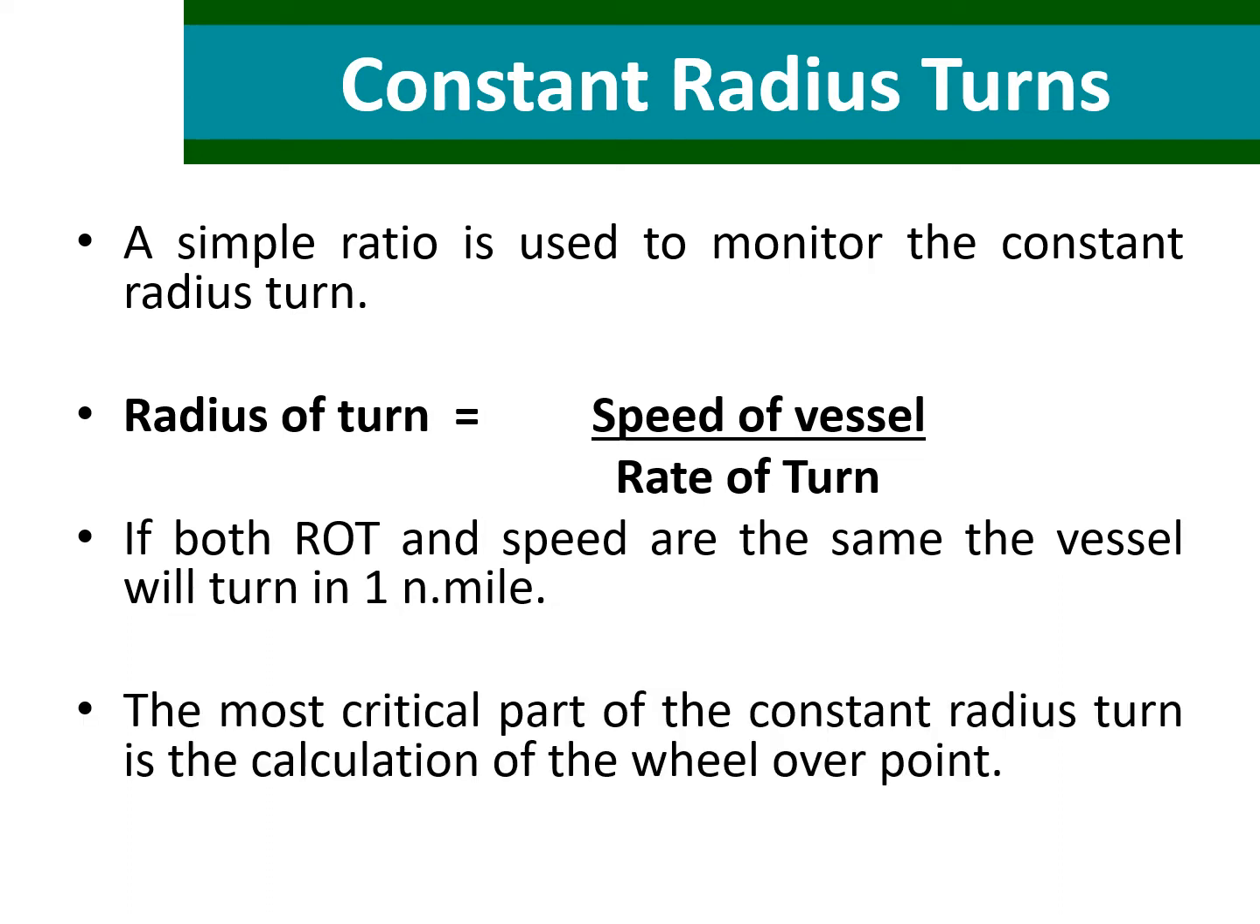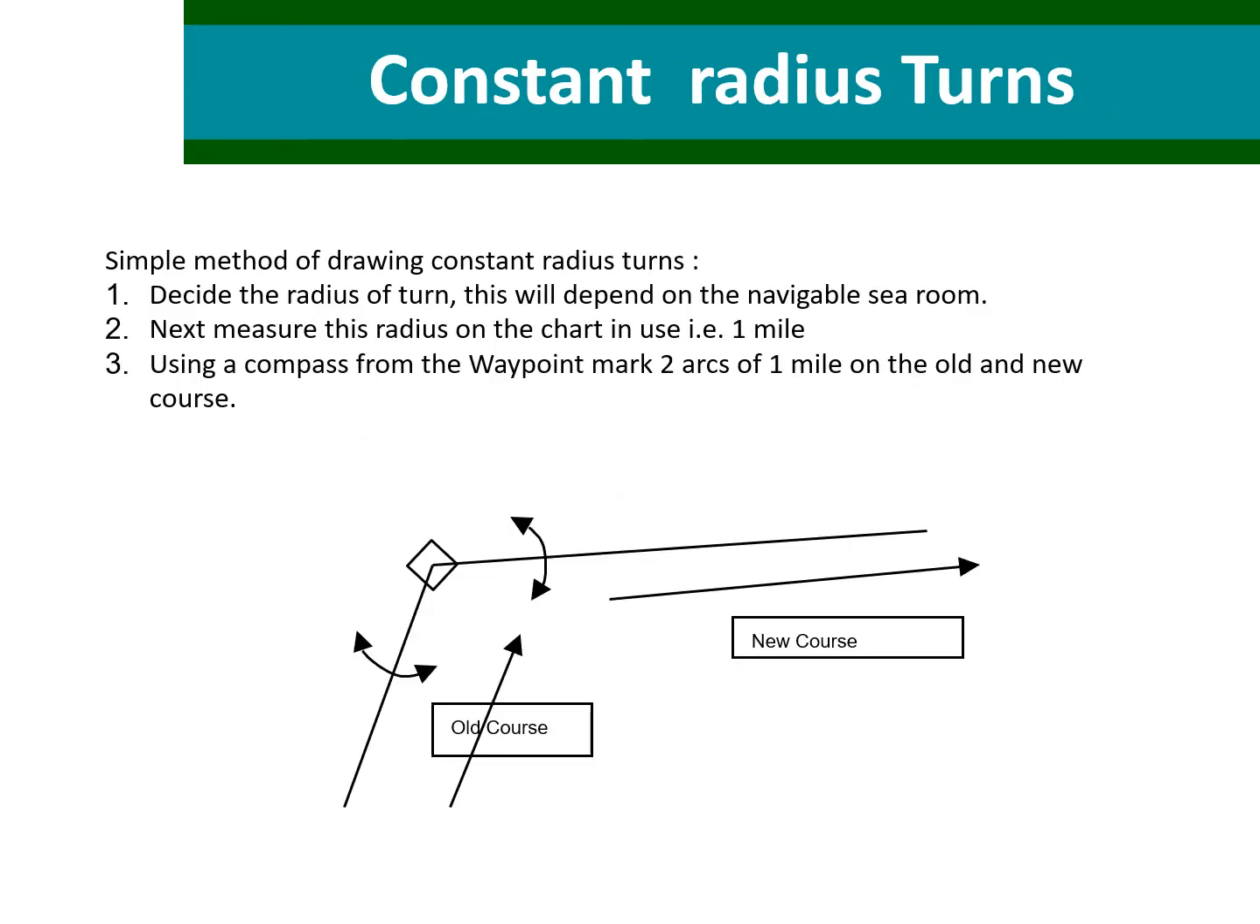The most critical part of the constant radius turn is the calculation of the wheel over point. We have discussed wheel over point in part 2 of the series of videos I've made on passage planning. So please watch that video and understand what wheel over point is if you don't know already, and I'll show it to you again over here as well.